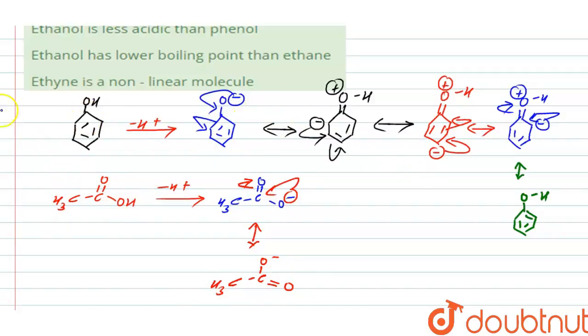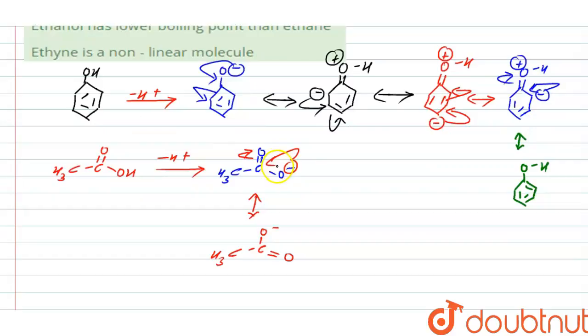Now here we can see that the negative charge is on both the oxygens. Like this, and here the negative charge is on oxygen and carbon, and here the negative charge is on a total of 6 carbons, but here the negative charge is on 2 oxygens. And as oxygen is more electronegative, that is why this structure is more stable than that of phenol.